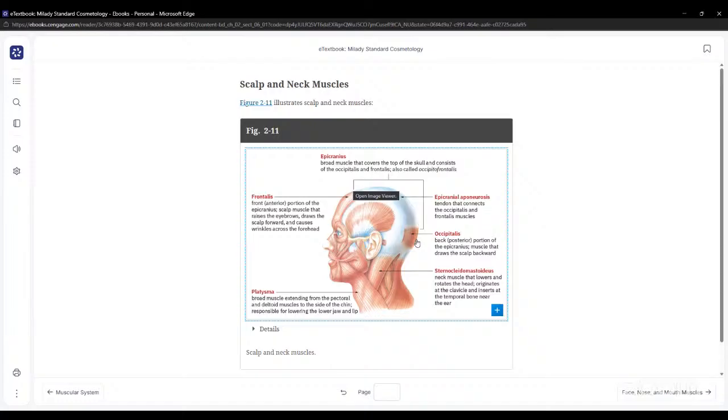Epicranius aponeurosis. It's a very small tendon that connects the occipitalis and frontalis. A lot of times that tendon is found at the top of the head. If you've seen women who have shedding or hair loss at the top of the head, a lot of times it's not alopecia, unless there are definite cases of alopecia. You'll learn about that in hair removal. A lot of times it's what we call a stress area.